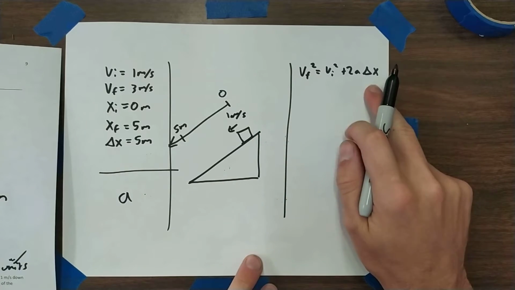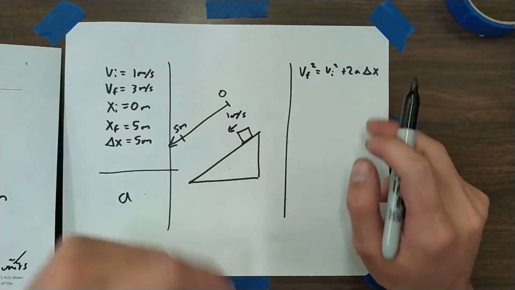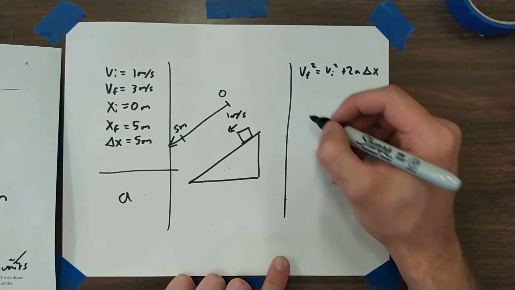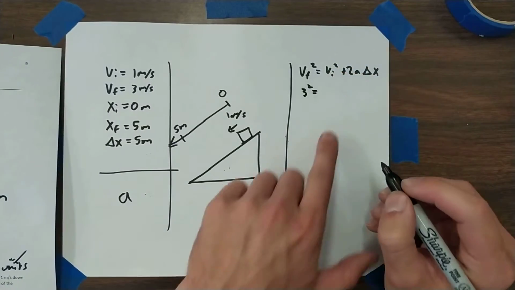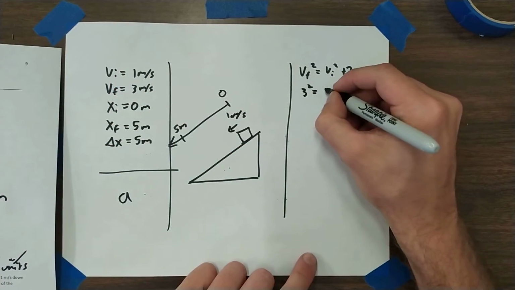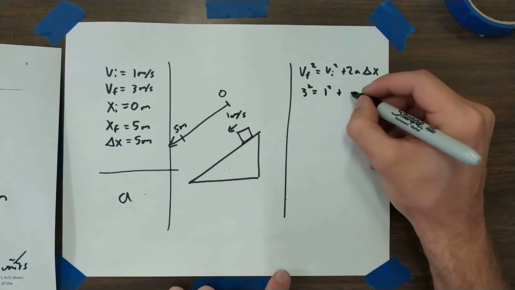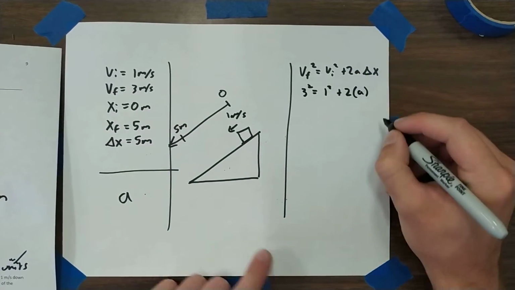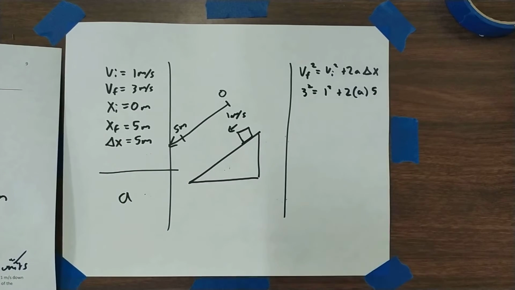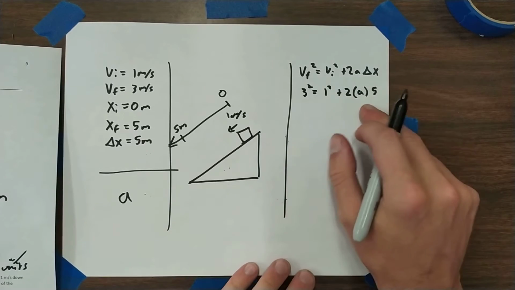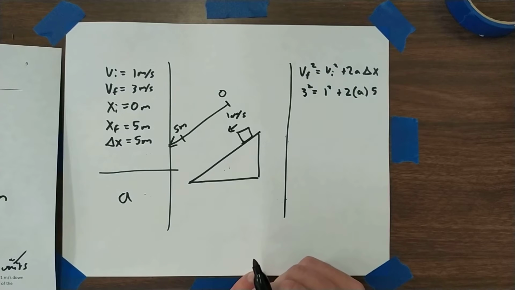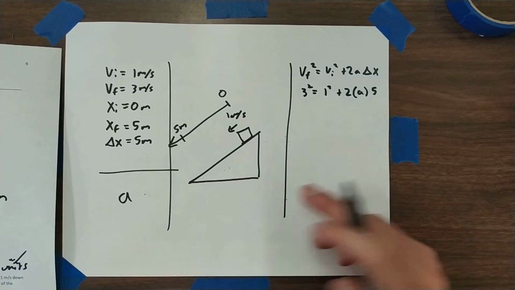So now I'm going to rewrite this equation, but instead of each letter, I'm going to write out what it equals. So VF is equal to 3, so I'm going to say 3 squared is equal to VI squared, so that'd be 1 squared plus 2. I don't know A, so I'll leave that as A, and then delta X is 5 meters. Okay. Good. So then I'm trying to get A by itself, and I'm just going to follow the order of operations. Or I guess I'm trying to isolate A, so I'm going to use the algebra moves that I know about that I can use. But to do that, first I'm going to simplify anything that I can.